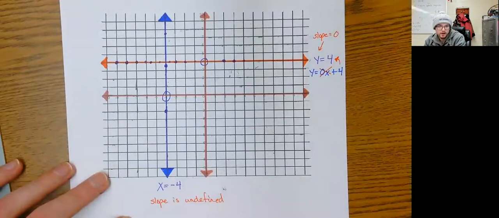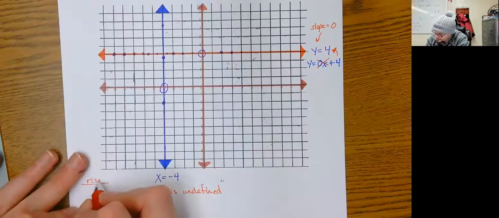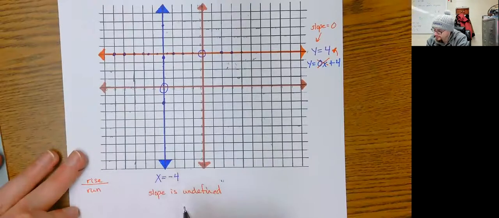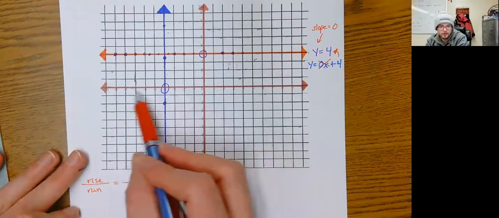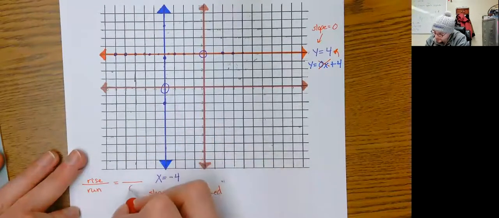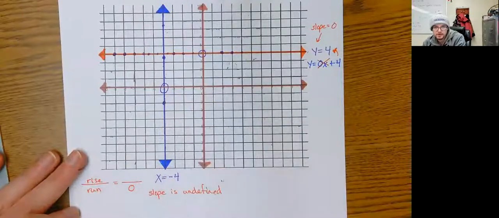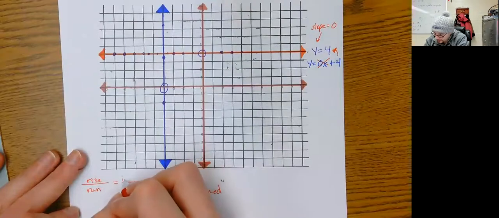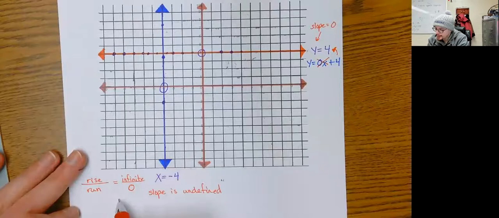Now, why is it undefined? Well, slope is rise over run, right? Rise over run. Well, in this case, what's the run? Like, does it go left or right? No, it doesn't. The run is 0. Now, the rise is all over the place. It can be infinite. The problem is, though, you can't divide by 0.